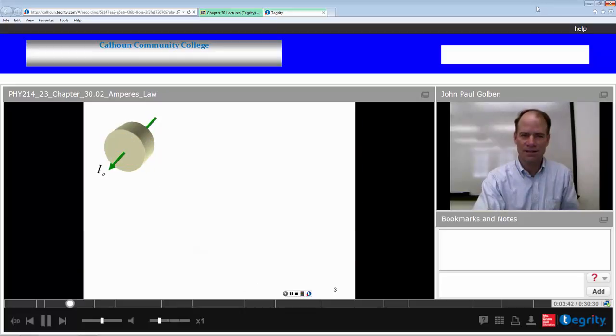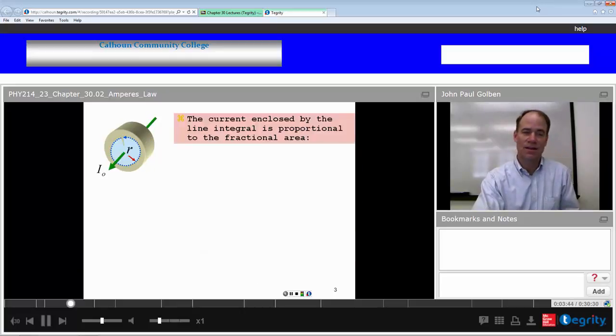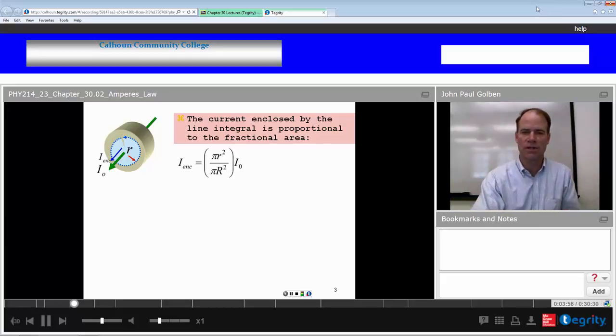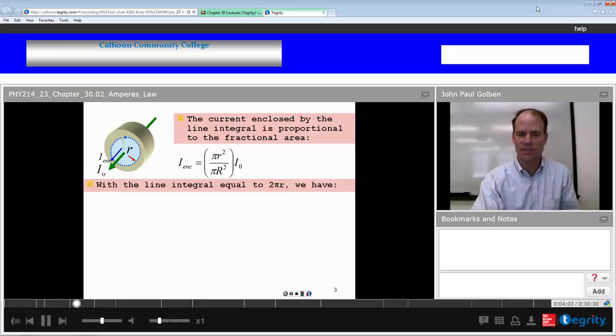Now the I enclosed, though, is just that fractional amount of current that's in that area. It's going to be the fraction of that area to the total area, that amount of the total current available. So our enclosed current is going to be pi little r squared over pi big R squared times I naught, the fractional area. And if we do our line integral around the circle, that's just going to be the circumference of the circle, 2 pi r.